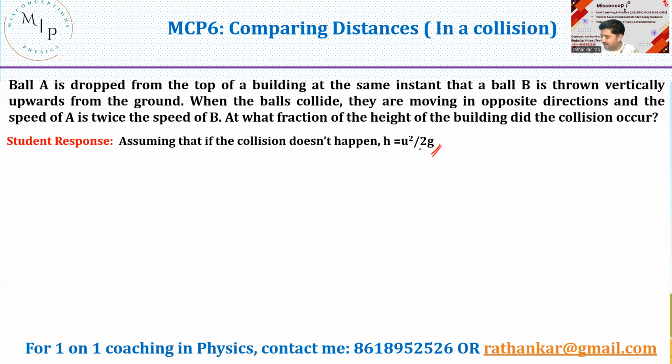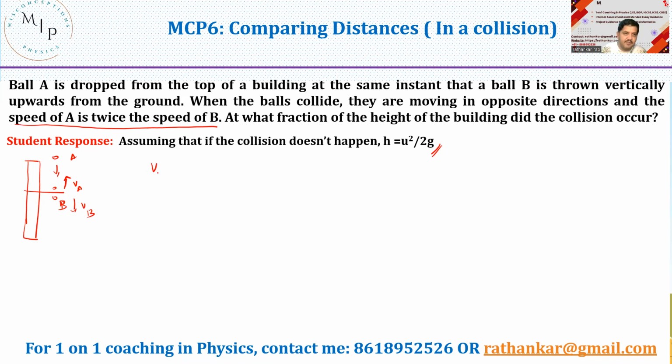Now let us start solving this. Once again, let me explain this problem. I have a building of height h. You threw a particle from here, ball A starts coming down like this. It meets ball B at this point, and it collides with it. As a result, A goes upwards with a velocity VA, and B comes downwards with a velocity VB. Here it is given that the speed of A is twice the speed of B. VA is equal to 2 times VB. Same method, nothing else.